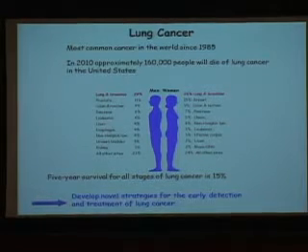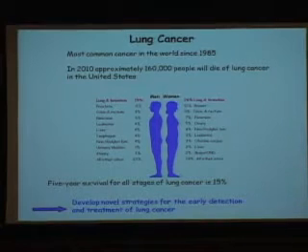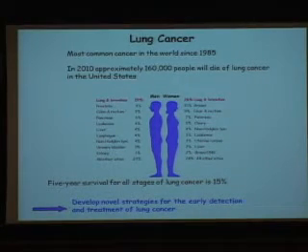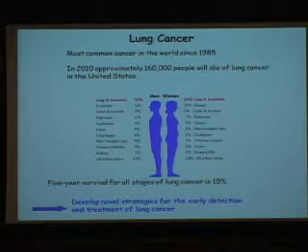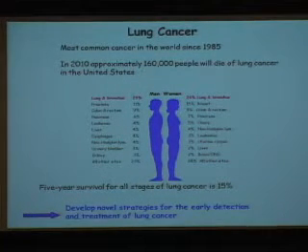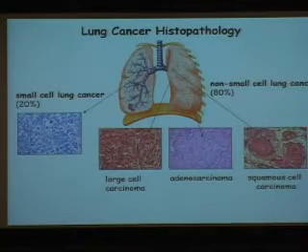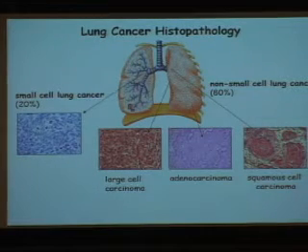Just as a starting point, we all know that lung cancer is the most common cancer in the world. And in 2010, close to 160,000 people will die of lung cancer. So it's really the leading cause of cancer death in the United States. The 5-year survival for all stages of lung cancer is about 15%. And these numbers really tell us that we need to develop new strategies for the early detection and the treatment of lung cancer. And lung cancer is not just one disease.